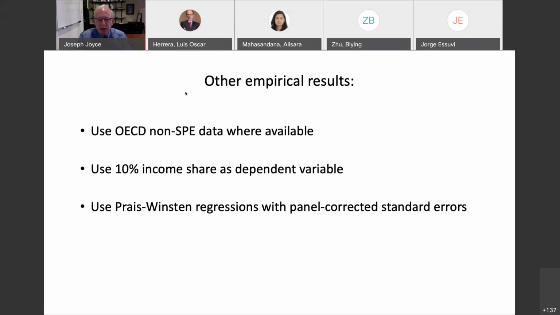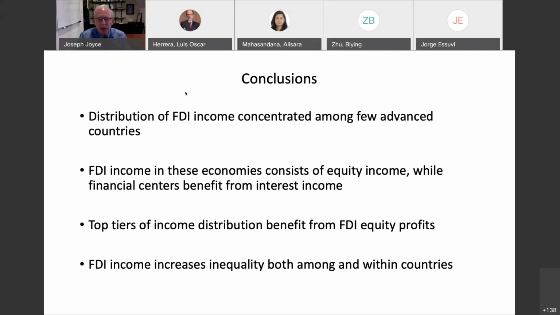And here's what I think it tells me. The diffusion of FDI income so far has been concentrated among a few advanced economies. In those countries, the FDI income consists primarily of equity income, while financial centers are benefiting from interest income. The top tiers of the income distribution in those countries are benefiting from the FDI equity profits. I think that's clear. And therefore, FDI income in general can be said to increase inequality both among and within countries.